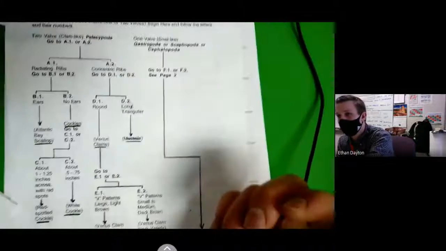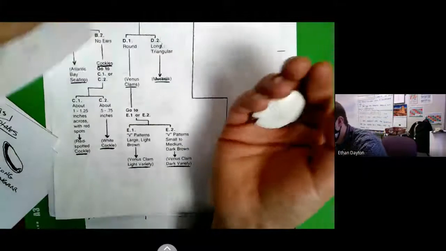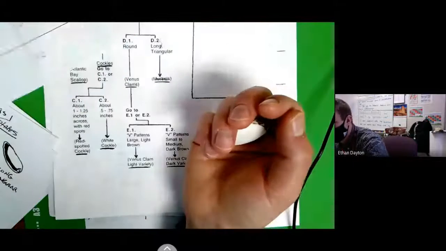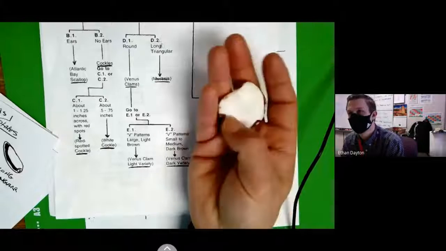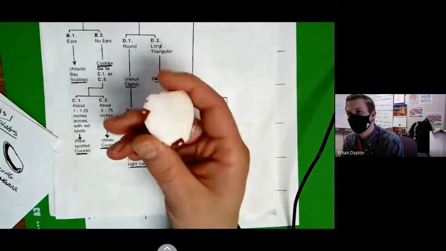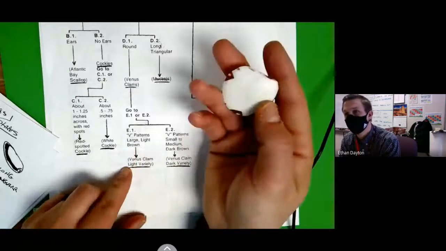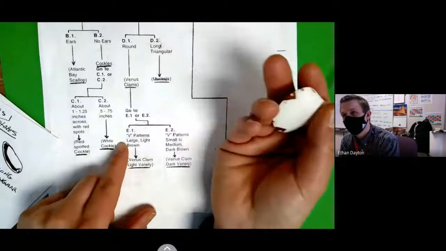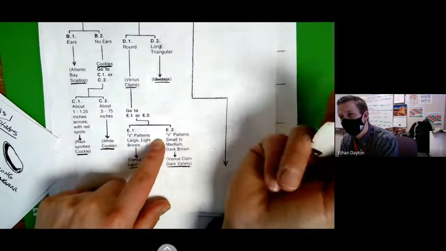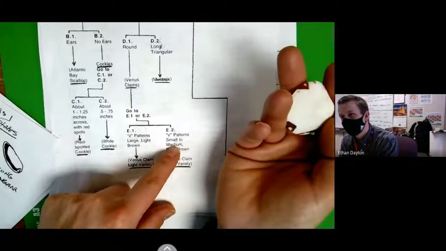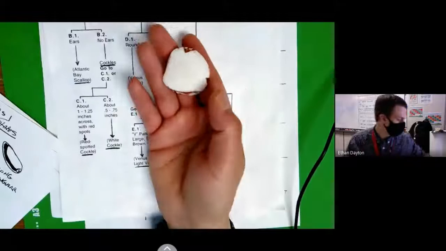Everybody following me? Okay. I realize I need to give you some time to toggle between the tab with your directions on it, your bingo board, and me. So I'll give you that time. I apologize. All right, so E1. Are the V patterns large and light brown, or are the V patterns small to medium and dark brown? Let's take a look there.